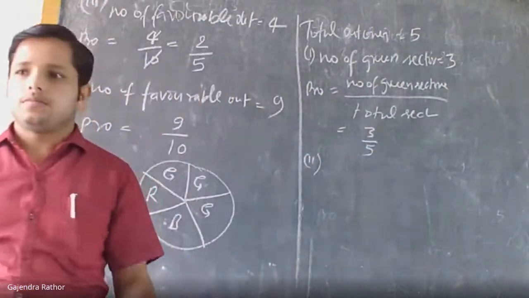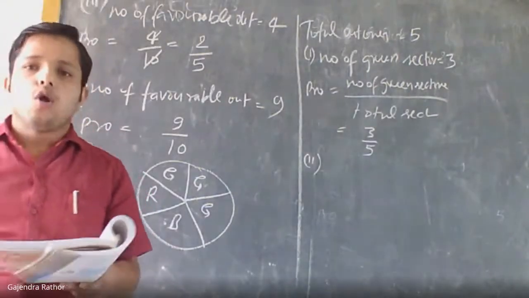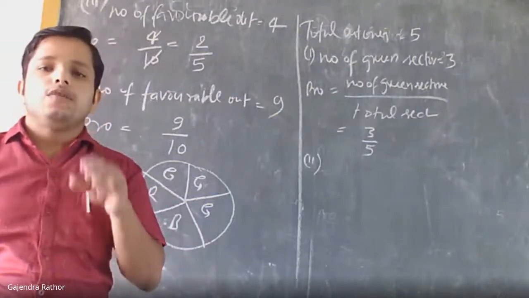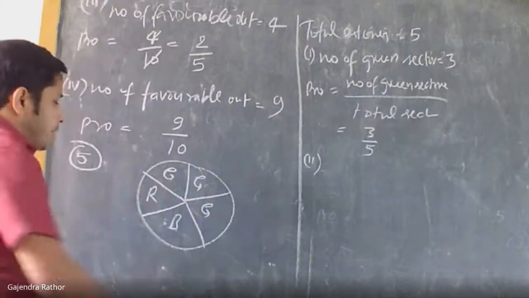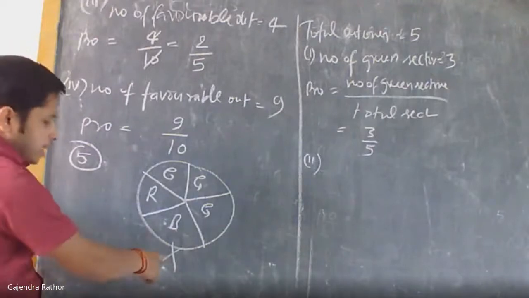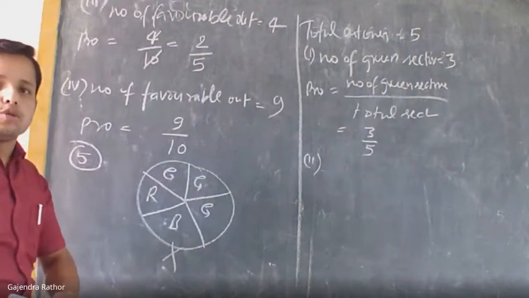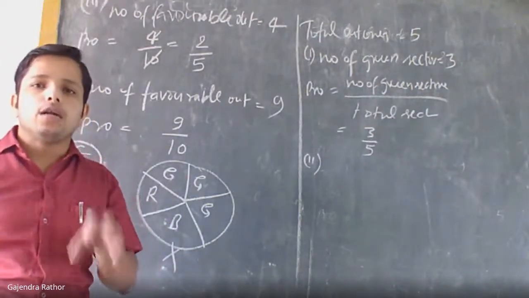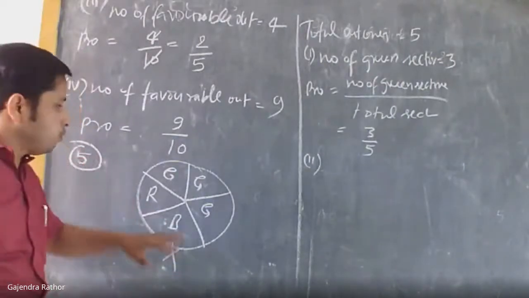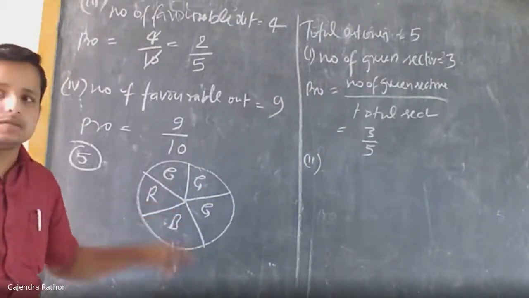Now the second point. What is the probability of getting a non-blue sector? It means we find the probability of sectors which are not blue. So except blue, we have to find the remaining sectors. Except blue, how many remaining sectors? 1, 2, 3 and 4. It means we are spinning the wheel, but we do not want blue. We need not blue. We need any other color. So except blue, there are 4 sectors.